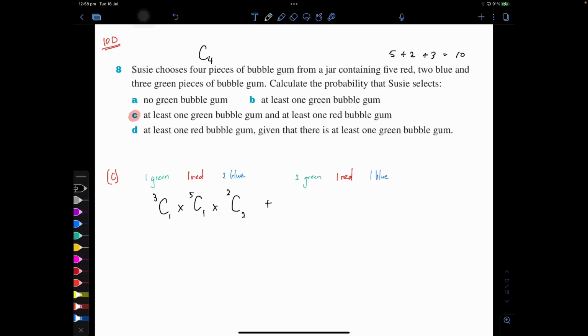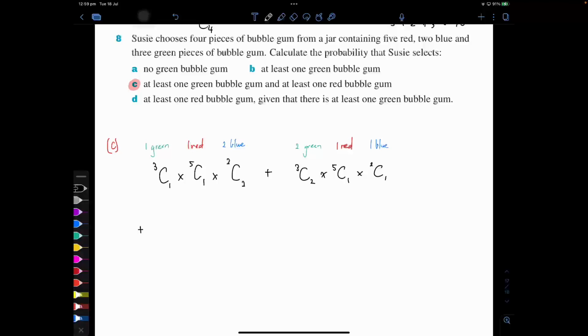1 green, 2 red, 1 blue. And then you can have 3 green. So 3 choose 1, red. But 3 red and 1 green. 5 choose 2, green, red, 1 blue. 2 choose 1. Plus 2 red, 1 green.